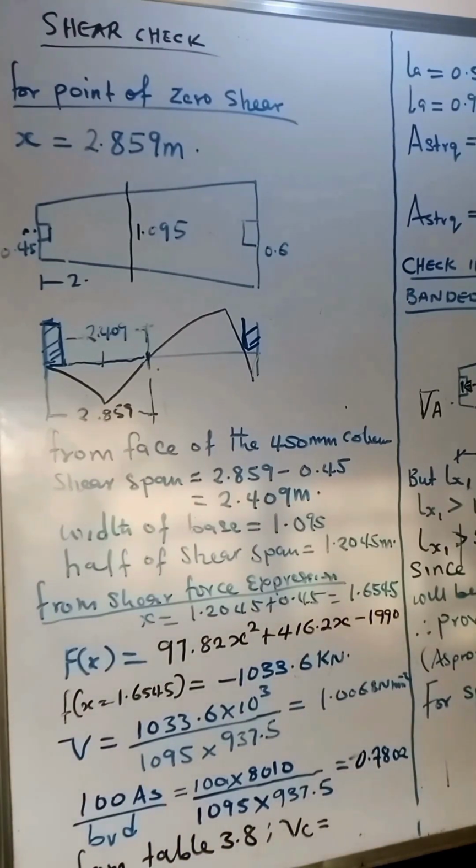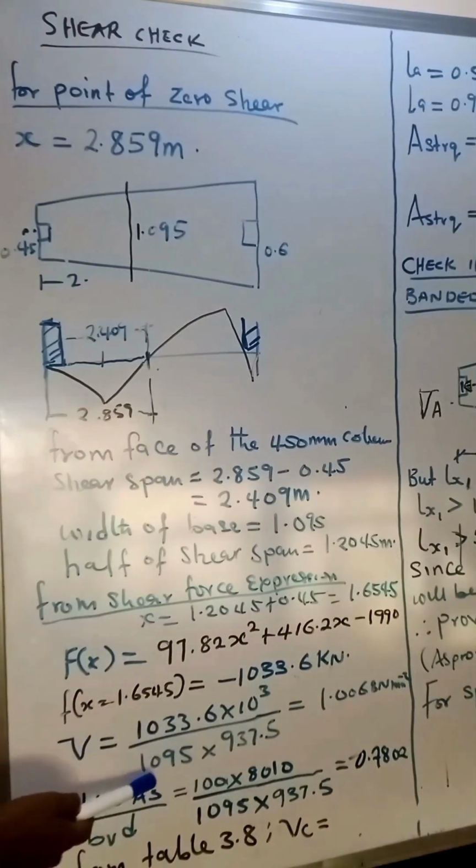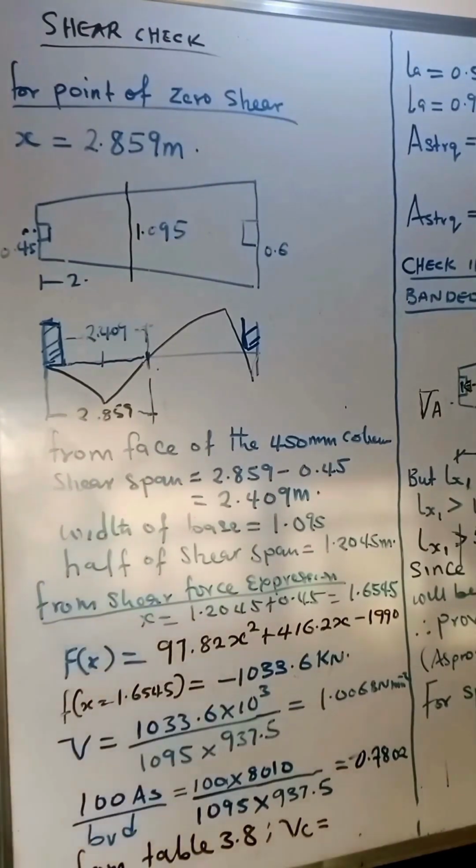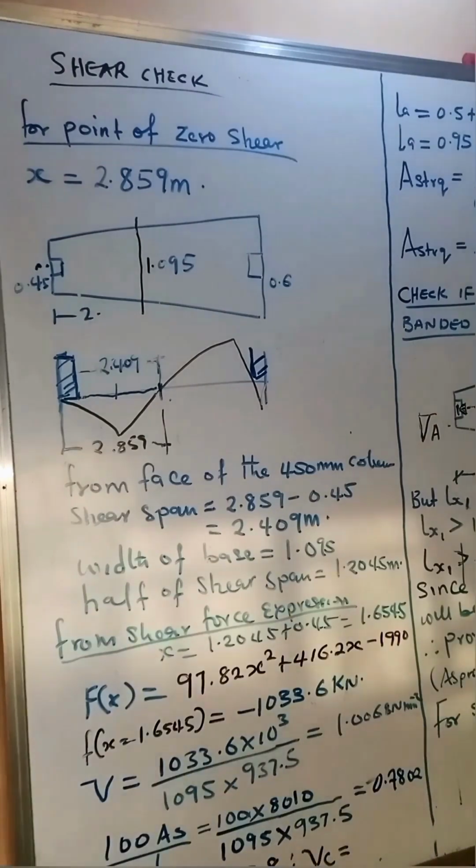So if we have that, we can as well obtain the shear stress at that point. Now, if we work out the shear stress at that point, we have the width, and we divide by the effective depth of 937.5, and we'll have that to be 1.0068 Newton per millimeter square. All right, so we have the shear stress. Now we need to look for the value for shear from our code, BS 8110. You can check that out for an effective depth of 93 from table 3.8 of BS 8110 1997, part 1. So you can check that out and obtain that value for the shear.